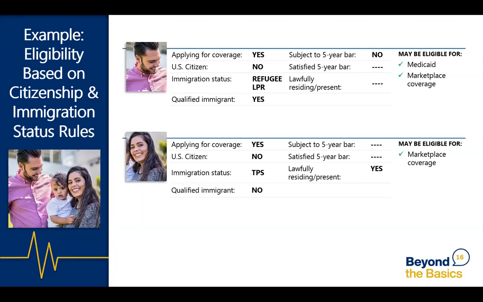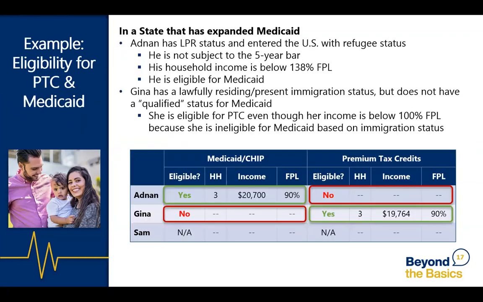So she is lawfully residing, lawfully present. Her status meets that standard of eligibility. And so what we know is that she meets the standard of eligibility based off of immigration status for marketplace coverage. Next slide, please. And I remembered the name correctly. Yay, it was Gina.